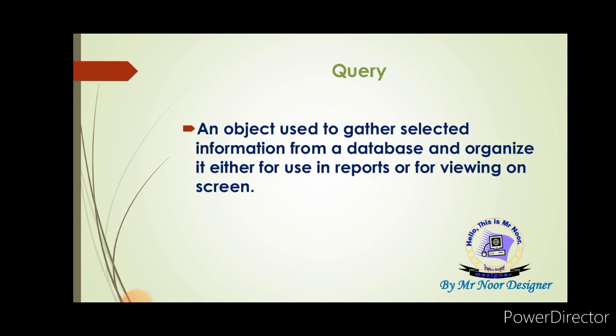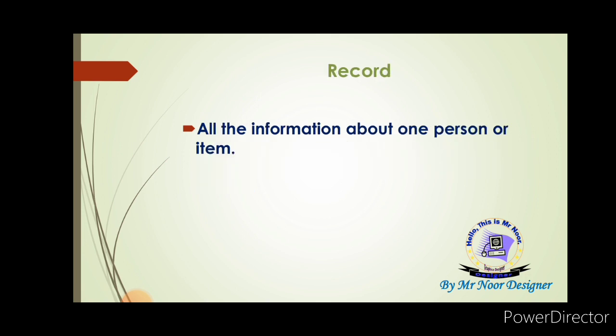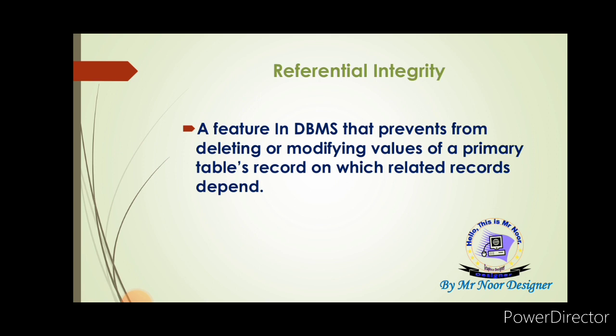Query, an object used to gather selected information from a database and organize it either for use in reports or for viewing on screen. Record, all the information about one person or item. Referential integrity, a feature in DBMS that prevents deleting or modifying values of a primary table's record on which related records depend.